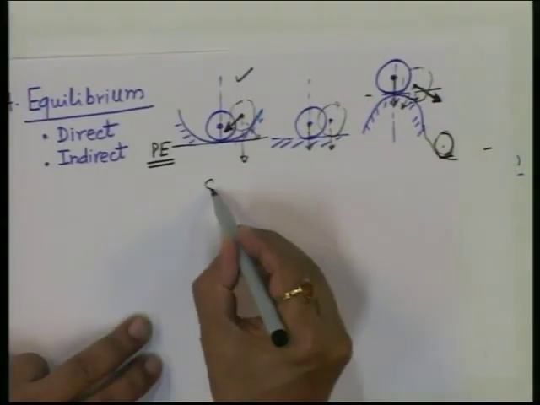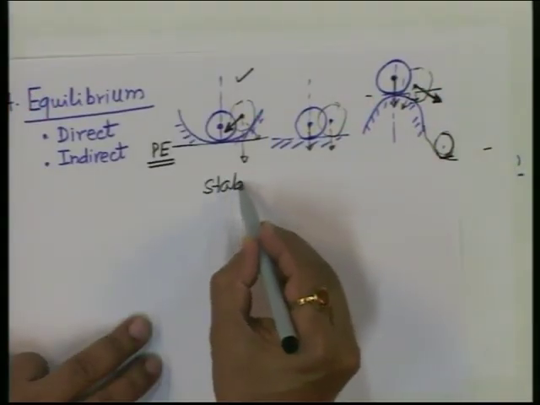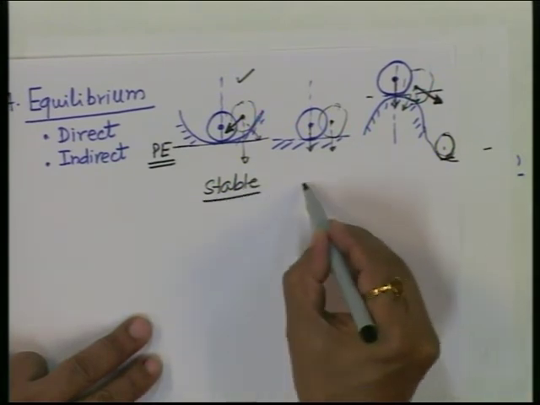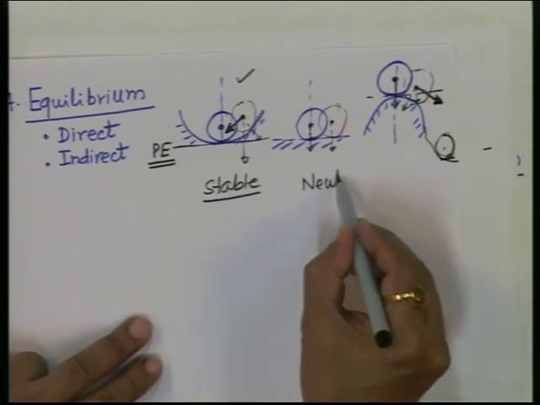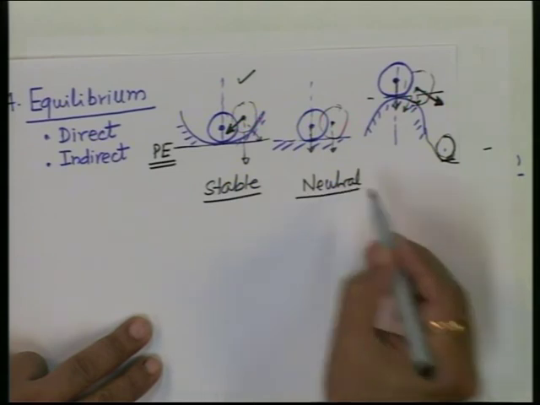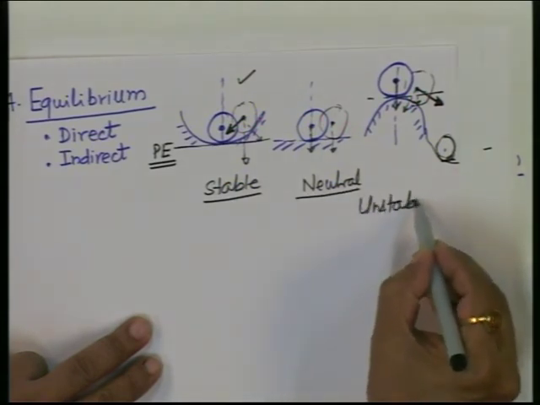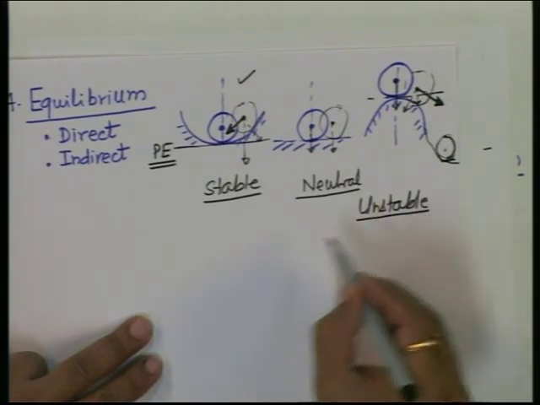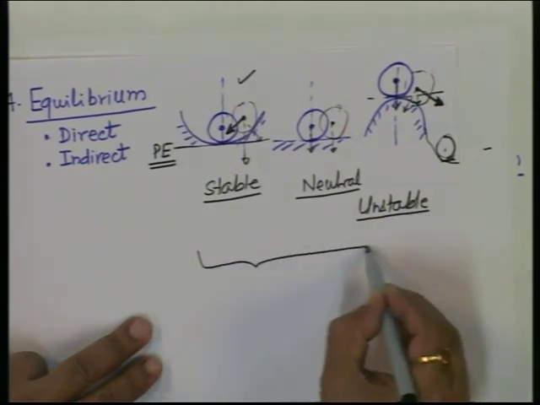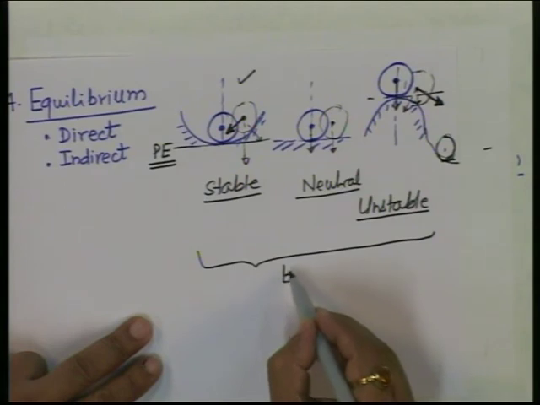So this is the condition in which this is neutral. So, this is called stable, this is neutral and this is unstable. So, there are three states of equilibrium, all these three states are equilibrium states only.